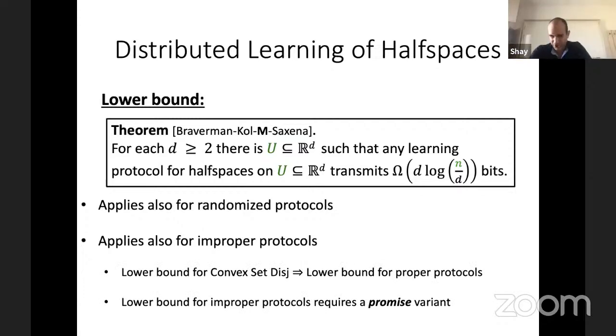Let me just mention one short technical remark: this is a search problem. The way we usually give lower bounds for search problems is to study the corresponding decision problem, which is the convex set disjointness problem described earlier. But there is a subtlety here, because convex set disjointness only gives a lower bound for proper protocols if you assume that the output is a half space. If you want to say that any algorithm for the search problem implies an algorithm for the decision problem, then one has to assume that the algorithm is proper. And the lower bound here, because it applies for improper protocols, requires a more complicated promise variant of the convex set disjointness problem. But this is just a quick technical remark, a footnote for experts.